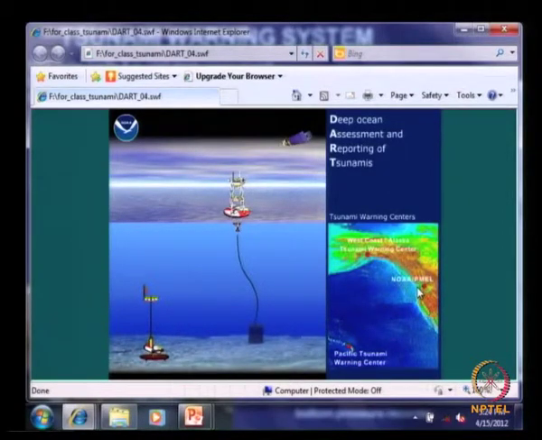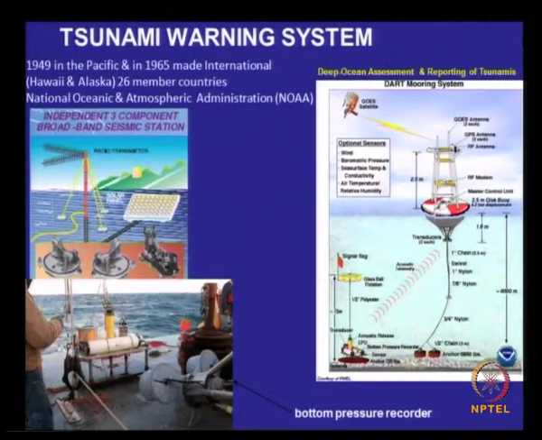This is from the Pacific Tsunami Warning Center, where we have downloaded the system, and our system for the Indian Ocean, the Indian Tsunami Warning System, is also working on the same principle, and it has been proved that it works all right. So for all the details you need to go and check the website, and INCOIS is the organization which is dealing with this.